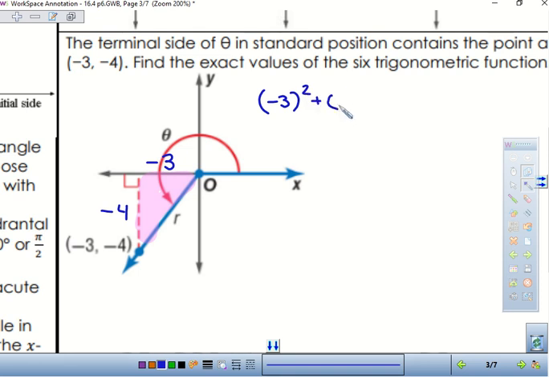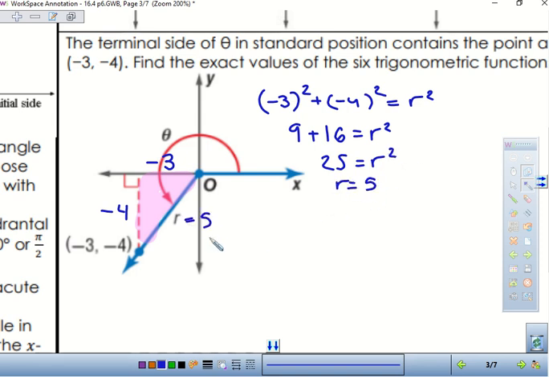-3 squared plus -4 squared equals r squared. That's 9 plus 16 equals r squared. That's 25 equals r squared, which means r equals 5. So everybody see how I got 5 there.